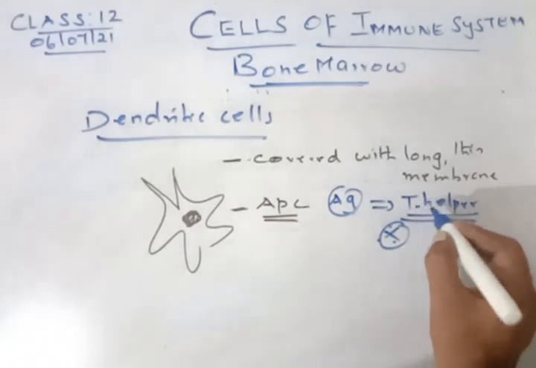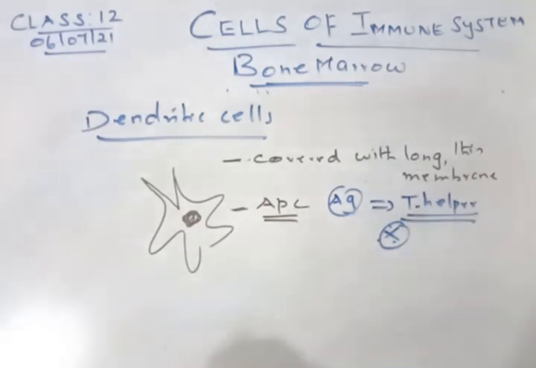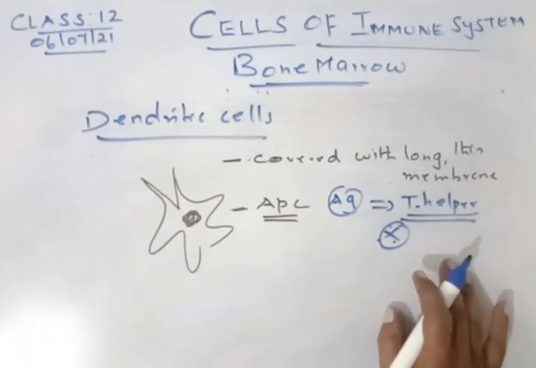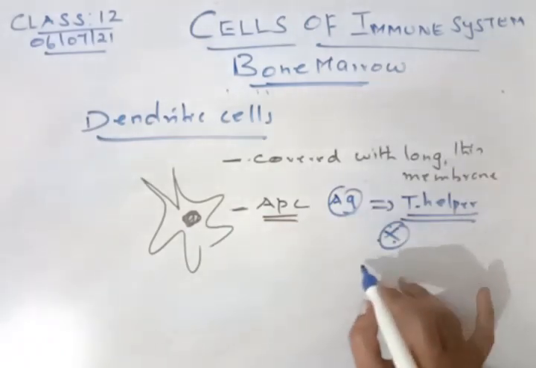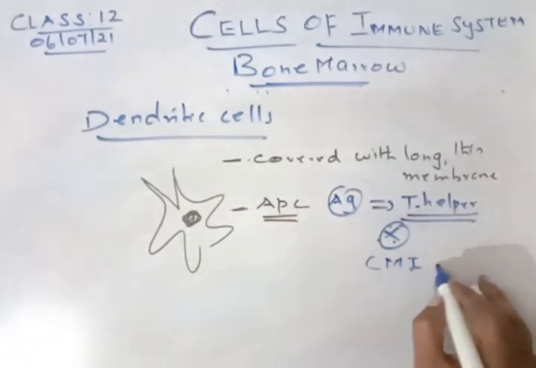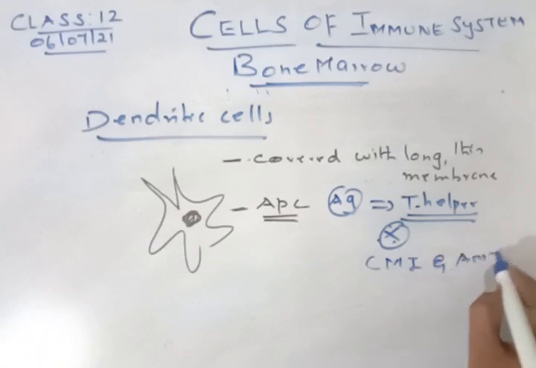In CMI it is activated by macrophages. In AMI it is activating the B cells. So this T helper cell is an intermediate between the CMI and AMI. Don't forget it. The T helper cell is for both cell mediated immunity as well as antibody mediated immunity. It is for CMI and AMI. Don't forget it. Very important 1-mark question.